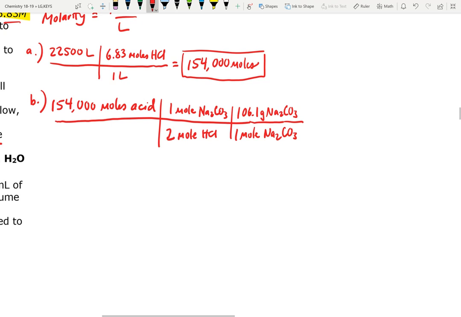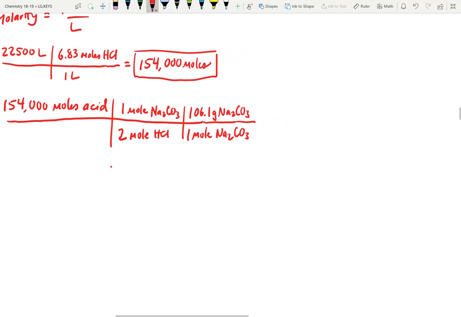And we're looking at a total of 8,170,000 grams of sodium carbonate. Like, wait a second, how much is that? Well, in kilograms, that would be 8,170 kilograms. So it's a pretty large amount, but you could put that on a semi and haul it out there.